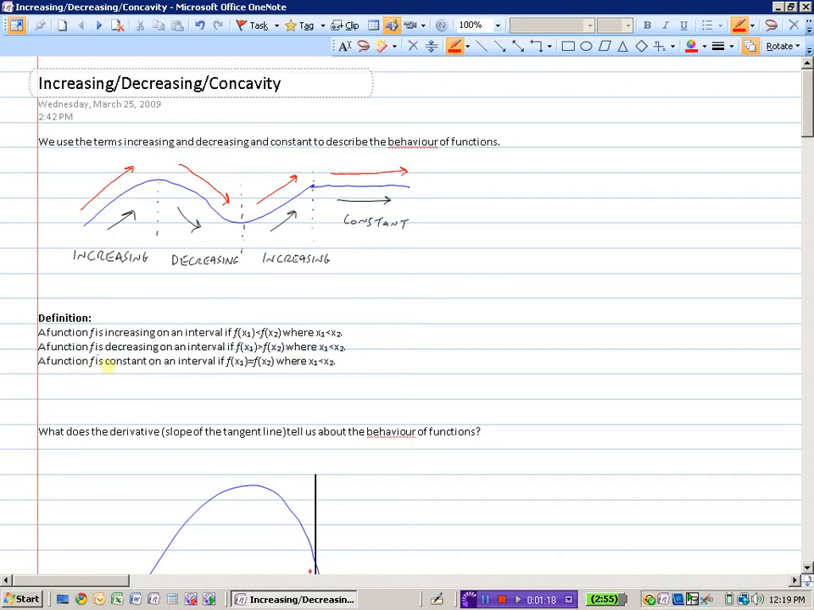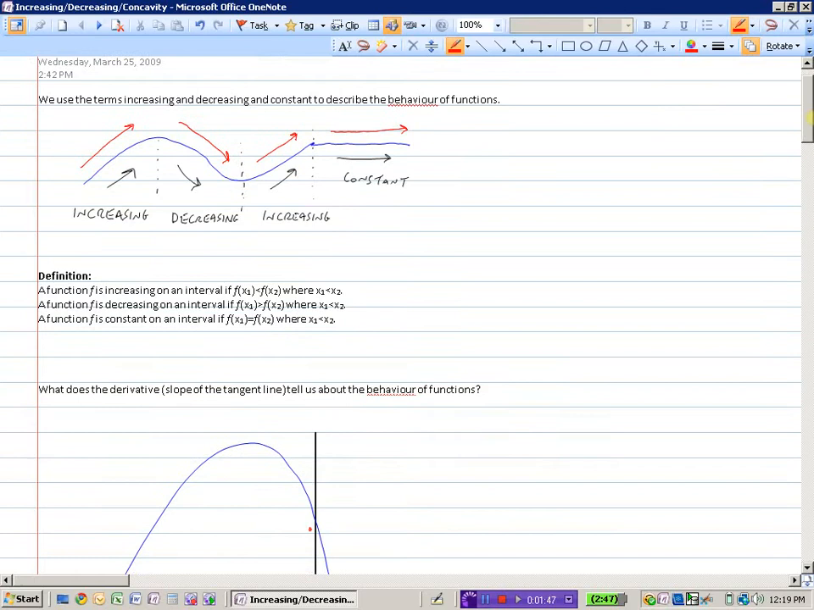And similarly, a function f is decreasing on an interval if f of x1, the y value, is greater than f of x2, where x1 is smaller than x2. In other words, your y values are getting smaller as we move to the right. And a function f is constant on an interval if f of x1, the y value, is equal to f of x2, the y value. So in other words, the y values are not changing over that interval.